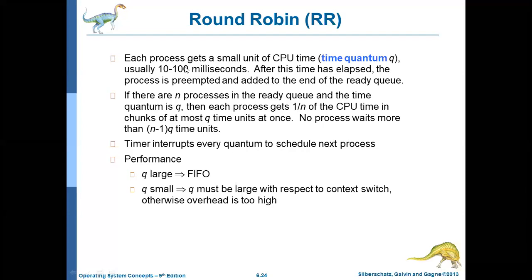Means in case of round robin, you have some time quantum, usually 10 to 100 milliseconds. After this time has elapsed, the process is preempted and added to the end of the ready queue. It's similar to FCFS scheduling, but whenever the timeout signal is issued, the CPU will switch from one process to the other process. That is preemptive scheduling. It is widely used in time sharing systems like Unix and Linux.